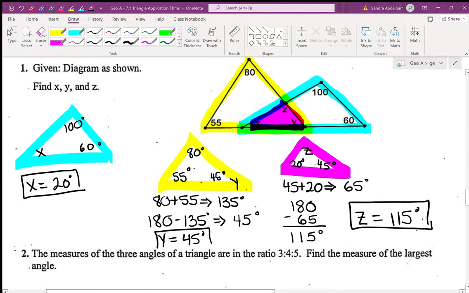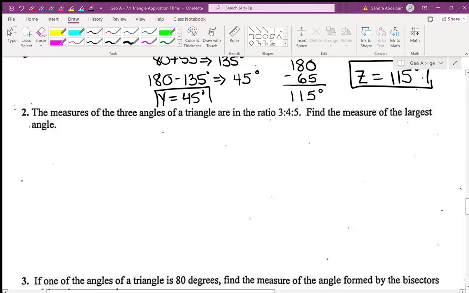Anybody still copying this? We're good? All right. Next one.